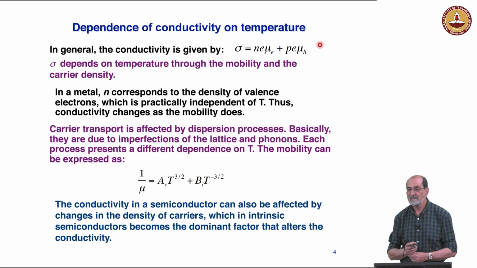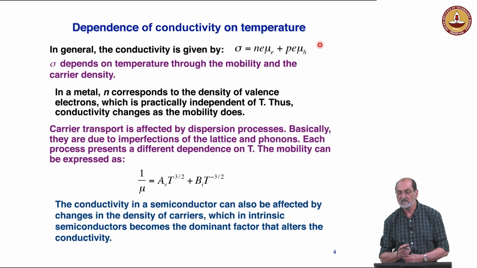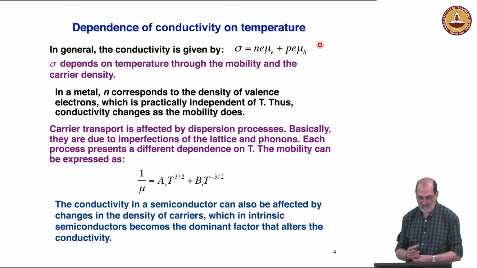In a metal, the density of carriers is practically constant. In principle, the number of carriers has to be the same, the valence electrons. So the density is practically the same. Why practically the same and not exactly the same? Because with temperature, the metal can expand. That was a tricky question. So practically, the density of carriers is the same.